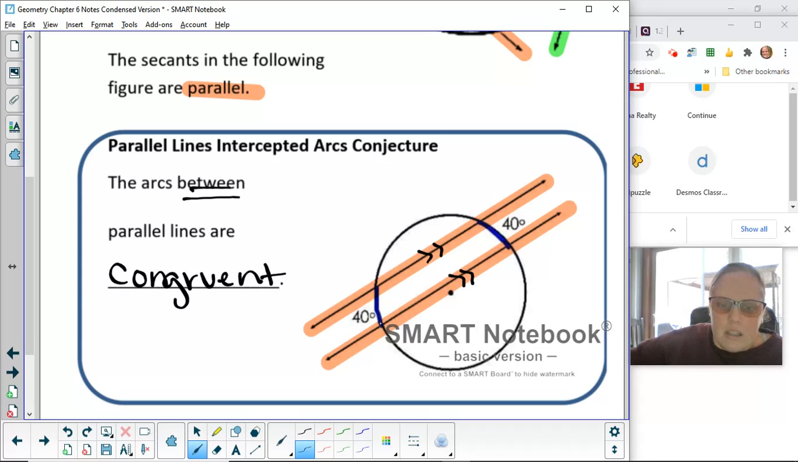So here you can see this blue arc on the left is 40 degrees and this blue arc on the right is 40 degrees. And that's because if you were to take a ruler and set it across a circle, that ruler has a specific width. And so the portion of the circle or the arc that we're looking at would be the same in both cases.